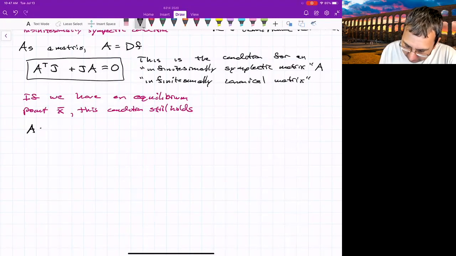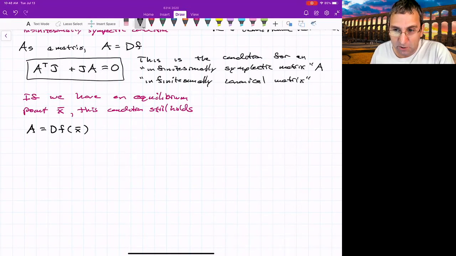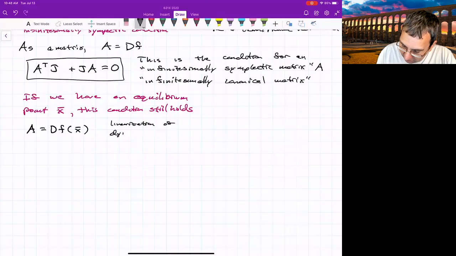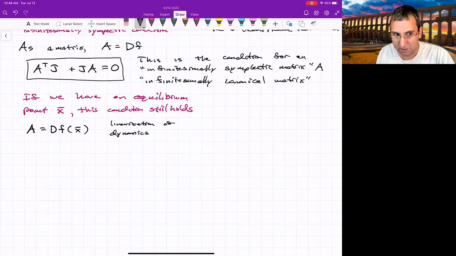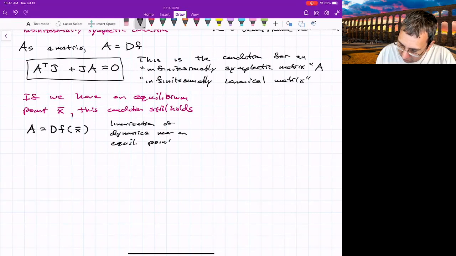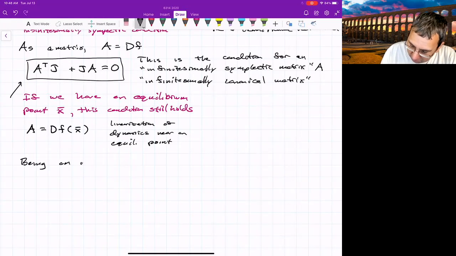So if we have A, defined as the Jacobian matrix at that point, this is what you would do if you were to do linearization at the equilibrium to find out the dynamics near an equilibrium. This is from linearization of the dynamics. The first step in understanding the dynamics near a point is you calculate this matrix A and then get its eigenvalues. For most systems, the matrix A could be anything, it's usually just real, and being real means there are some conditions on it. But now we have this additional condition, and this will have some implications. Being an infinitesimally symplectic matrix has implications for the type of eigenvalue spectrum you can get.